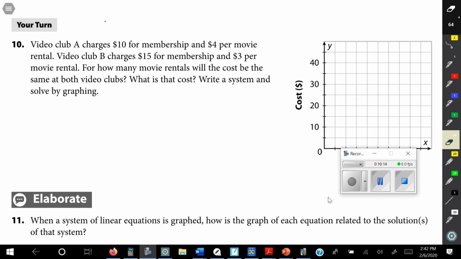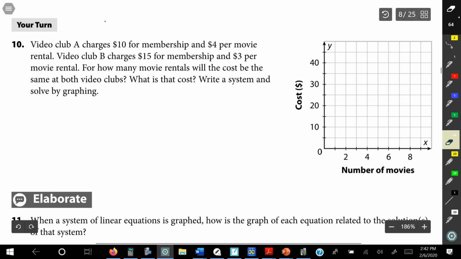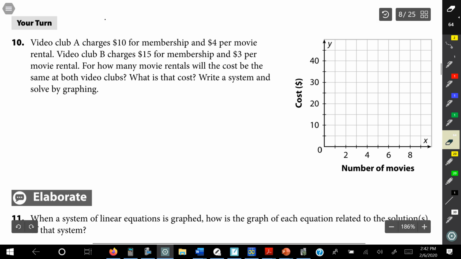So basically, since the number of movies is your x and the cost is your y, what you need to do is see where they cross. To answer the first question, how many movie rentals, that's going to be whatever the x is. And the next part says what is the cost? That's going to be whatever the y is, where they cross at.